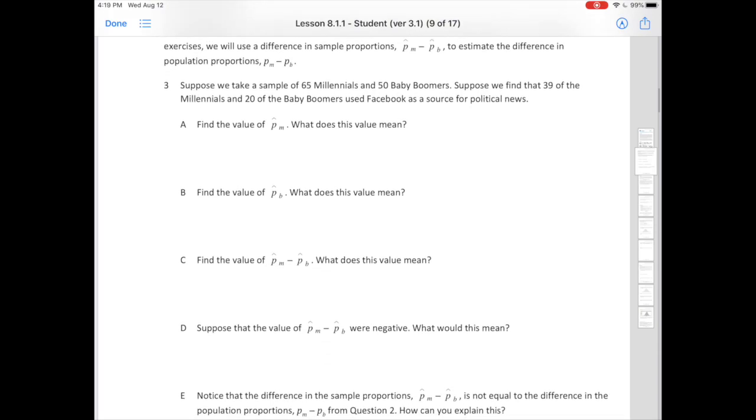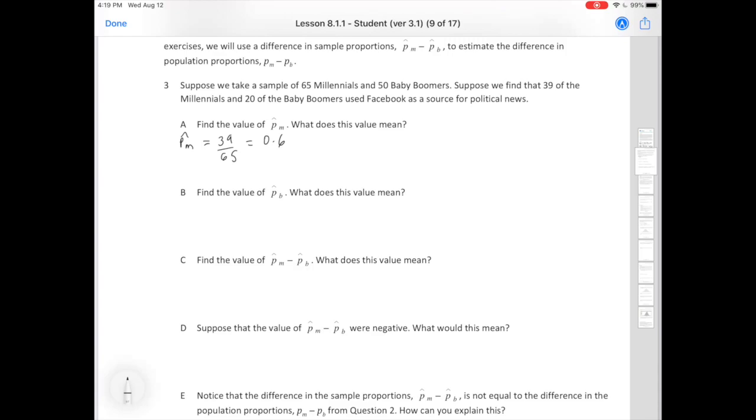Suppose we take a sample of 65 millennials and 50 baby boomers. Suppose we find that 39 of the millennials and 20 of the baby boomers used Facebook as a source for political news. Find the value of PM hat, and what does this value mean? So what would PM hat be? Well, this is the proportion of millennials that use Facebook. So it says 39 of the millennials used Facebook, and that's 39 out of 65, right? Let's go ahead and divide those in the calculator. So 39 divided by 65 is 0.6.